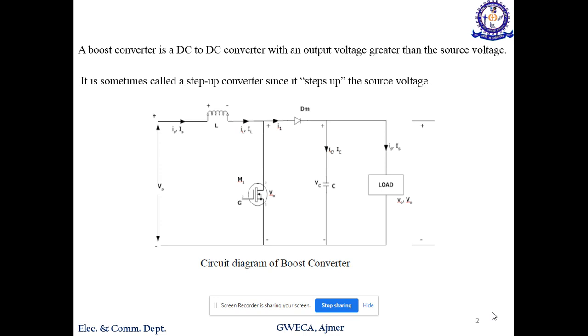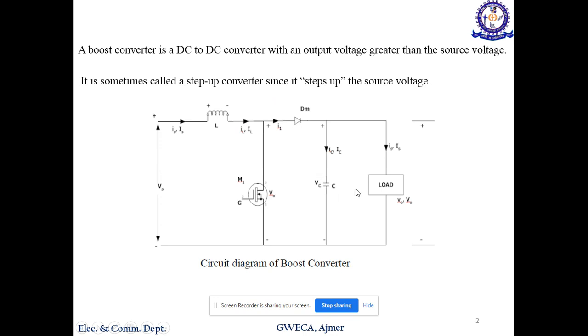There are three terminals: gate, source and drain. Whenever you give a high gate signal, this device behaves like a short circuit, meaning it is on. Whenever your gate signal is low, it behaves like an open circuit or insulator. This is your diode, a power diode.